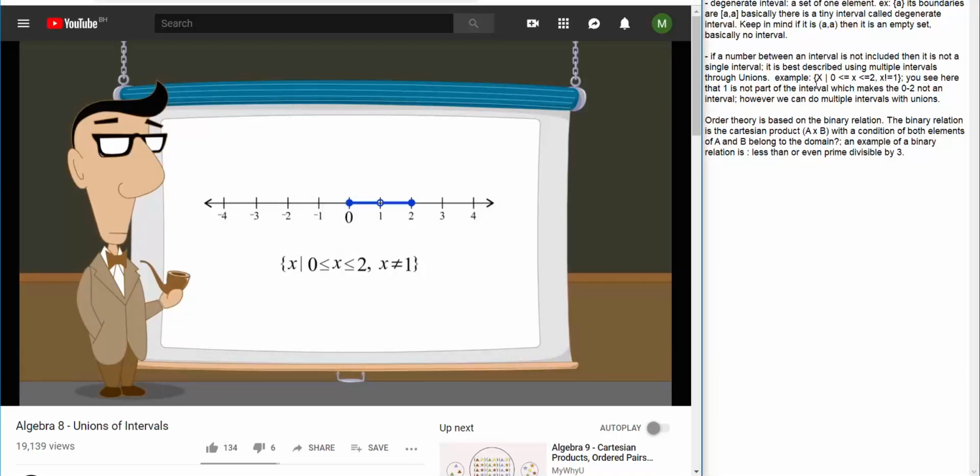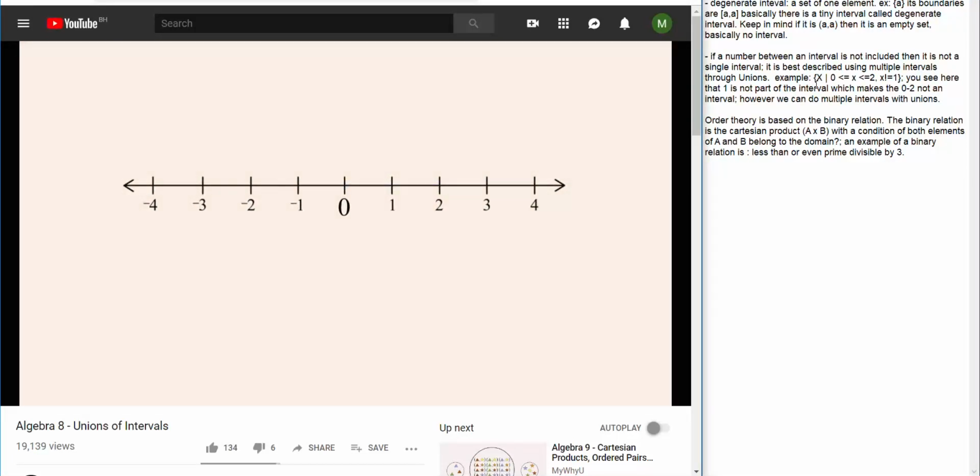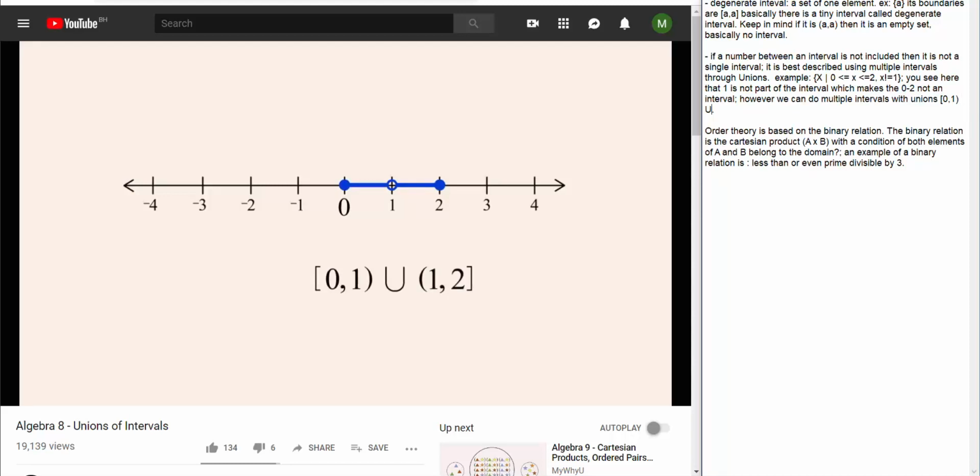into one set. For example, we can take the left closed right open interval between 0 and 1 and the left open right closed interval between 1 and 2 and take their union to create the desired set.